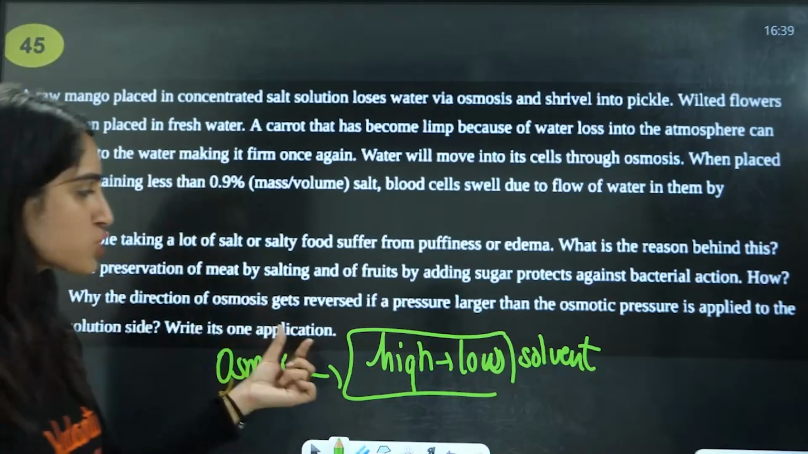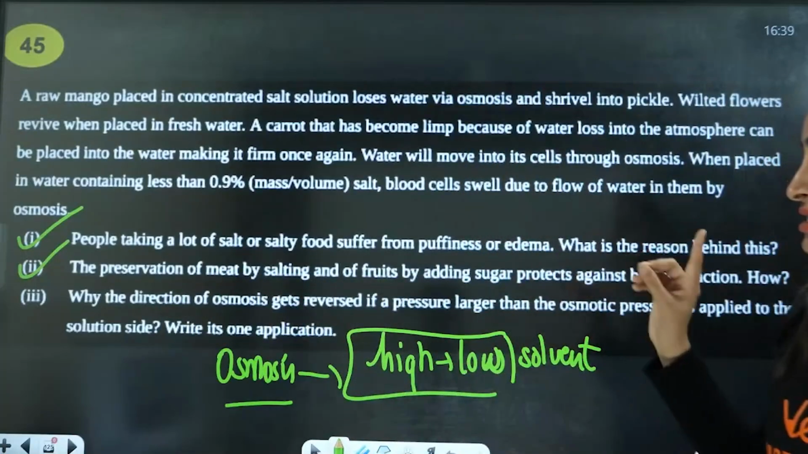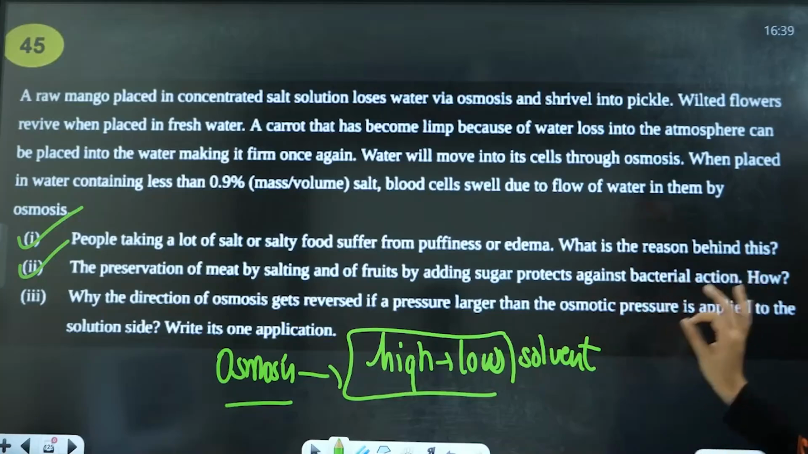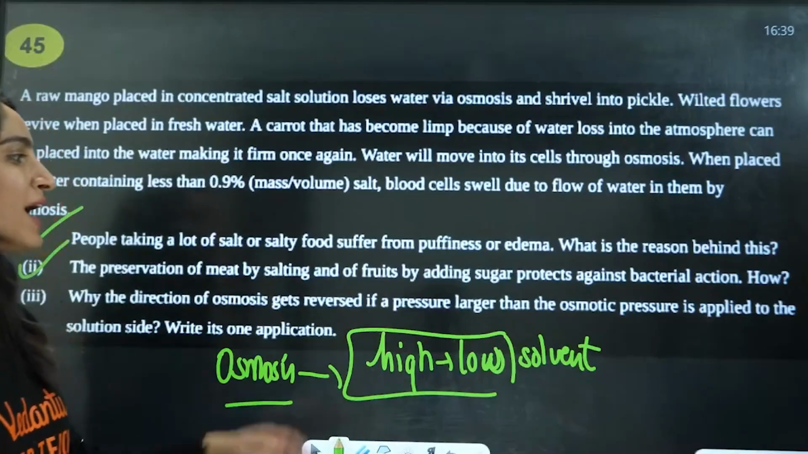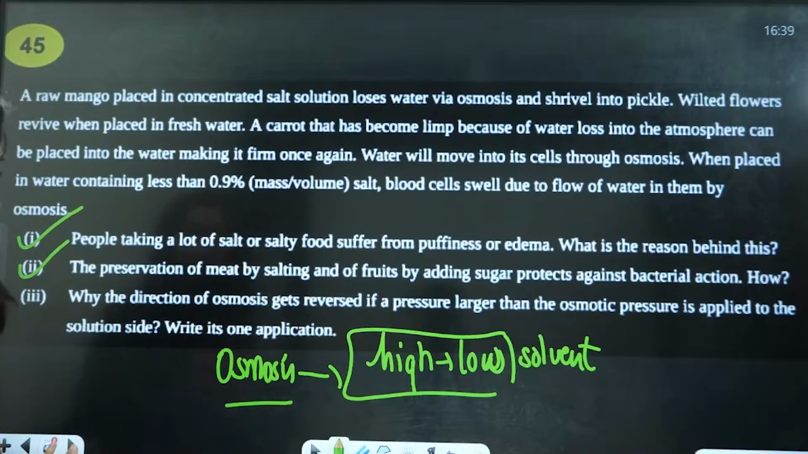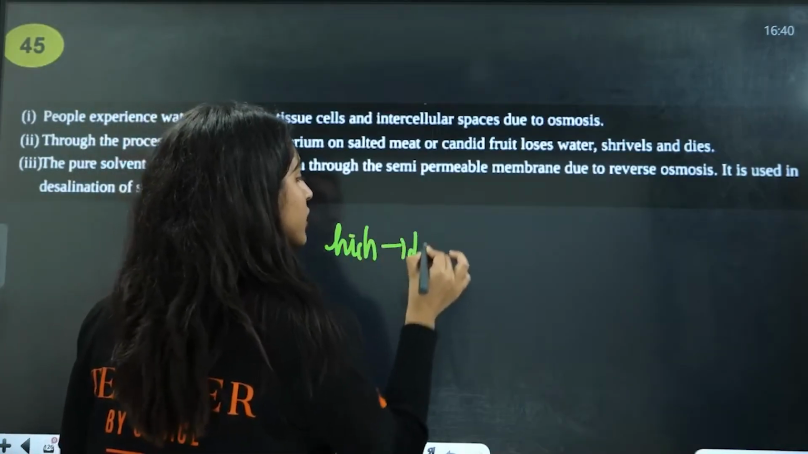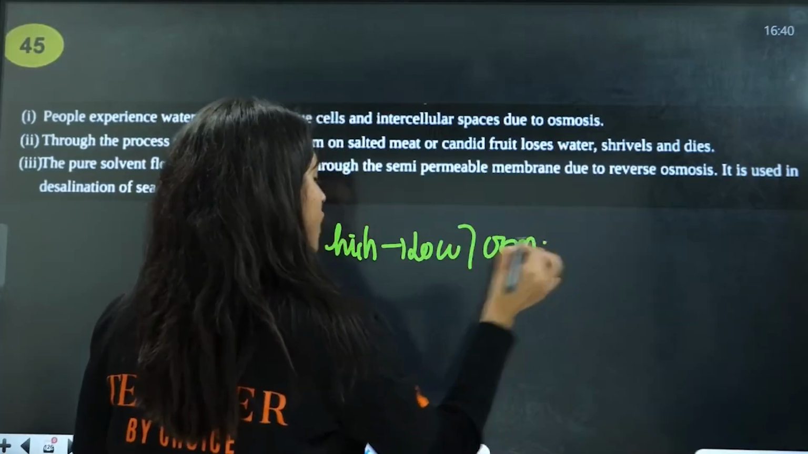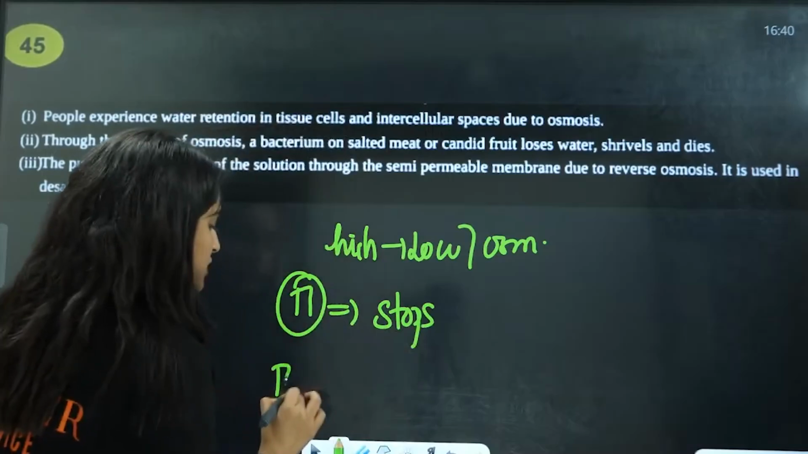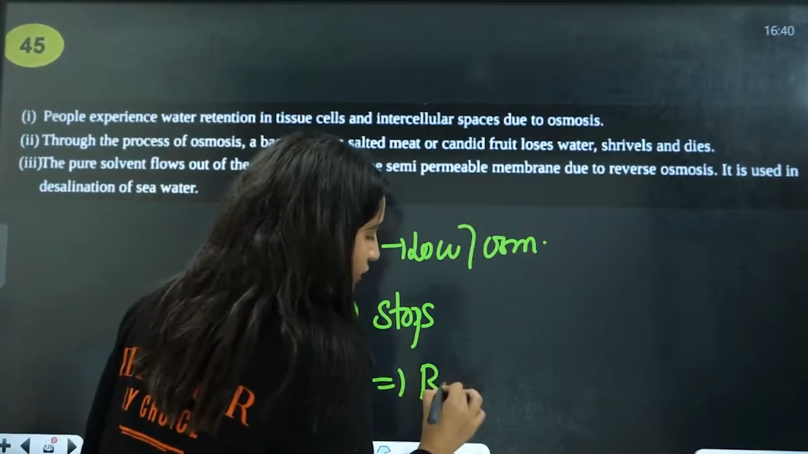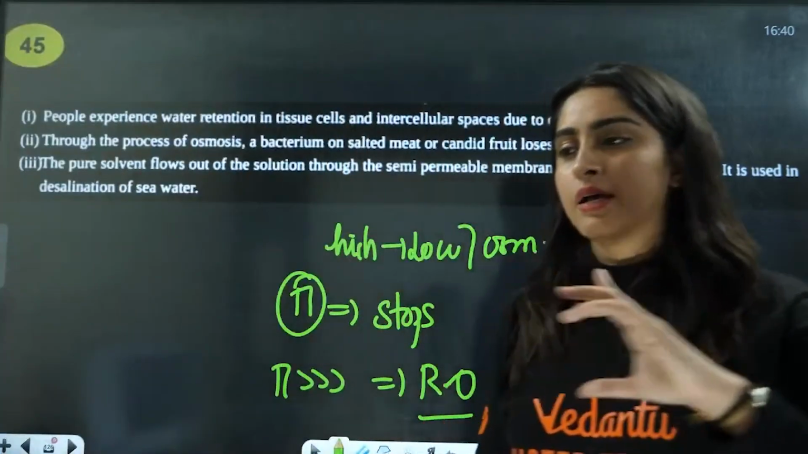Next is why the direction of osmosis gets reversed if a pressure larger than the osmotic pressure is applied to the solution side. Write one application. Now, when we have high to low, that is osmosis. When we apply pressure, osmosis stops. When the applied pressure is very high, in that case there is reverse osmosis. Reverse osmosis is used for desalination of water.